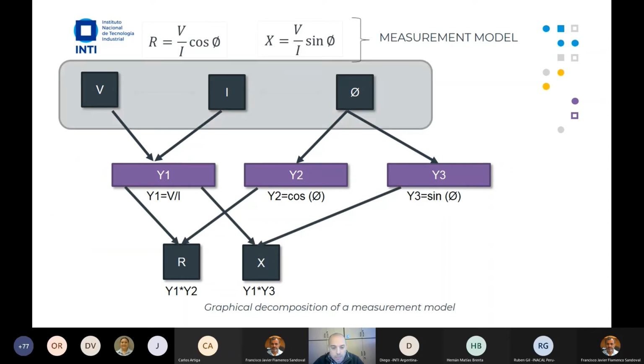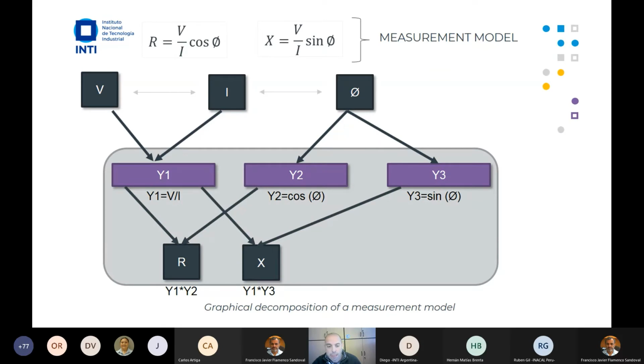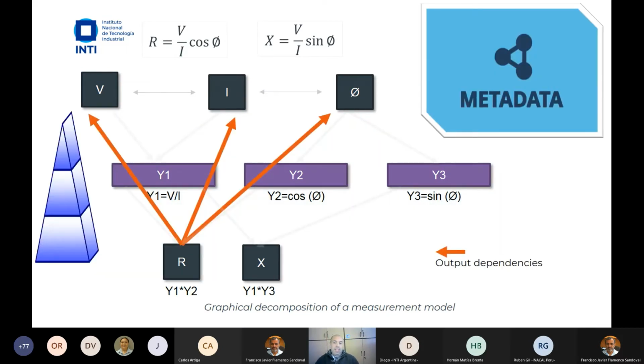Okay, so here are highlighted the independent variables and the dependent variables, and in addition to saving the partial derivatives, we are going to save the dependencies. So I know that the resistance depends on the voltage, the current, and the phase. Okay, so all this information will be stored in a digital file, and with this information I could restore all the uncertainties and correlations I've mentioned before.